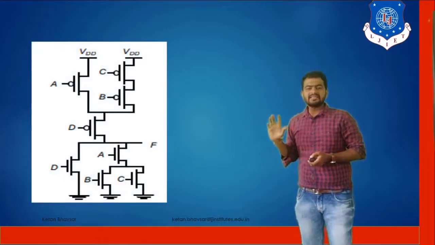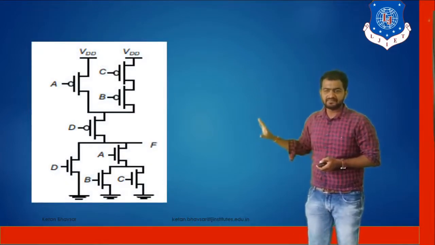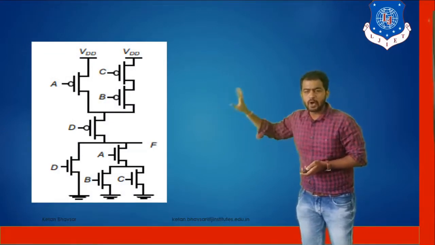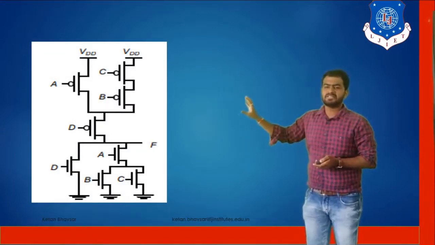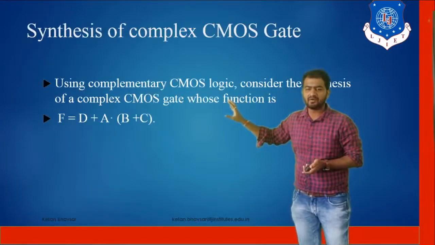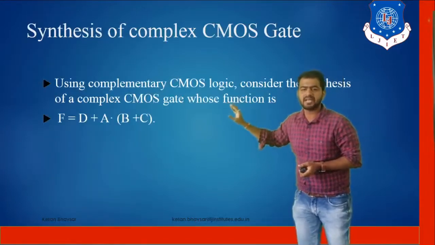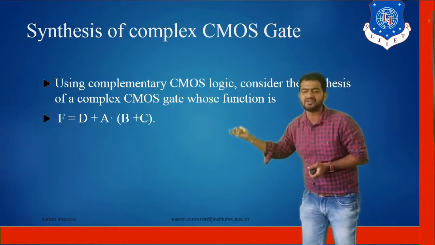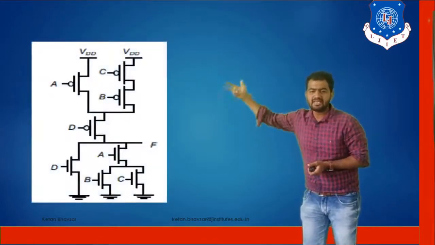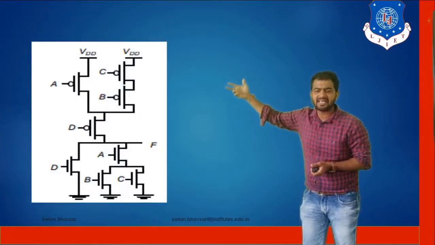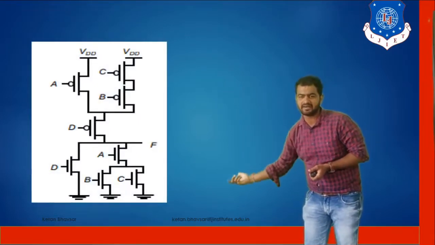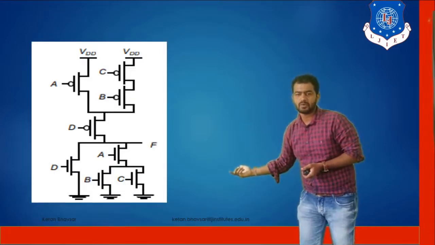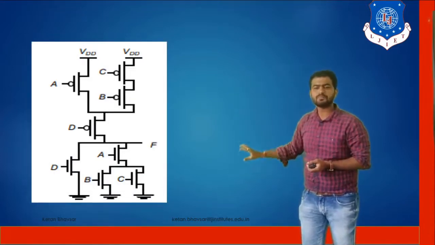Now let's see how the circuit is simplified. First of all, the diagram is a complex CMOS. The equation we have is F equal to D plus A into B plus C. First of all, you should know B and C have a NOR gate because of the addition. So you can see for B and C, the PMOS is connected in series and NMOS is connected in parallel format. Okay, so B plus C is over now.